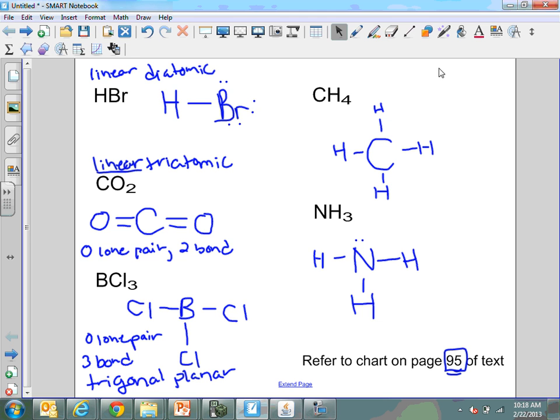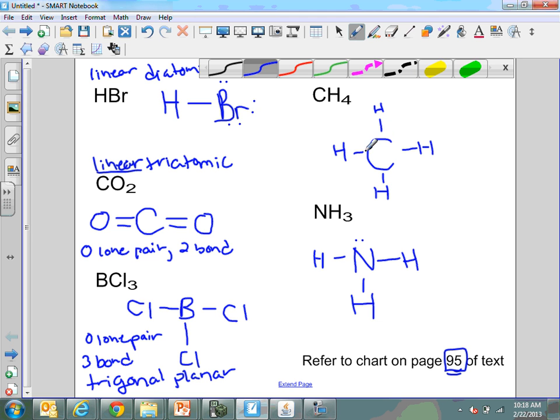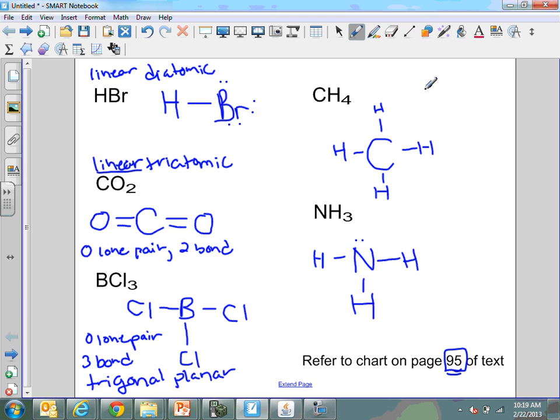Next we have methane, CH4. If we look at our carbon, our central atom, we have 0 lone pair and 4 bonding. So again, check the chart on page 95. This is going to give us a tetrahedral shape.